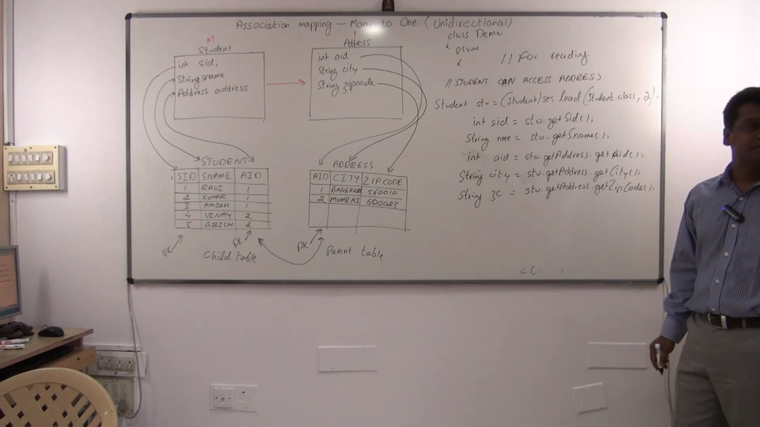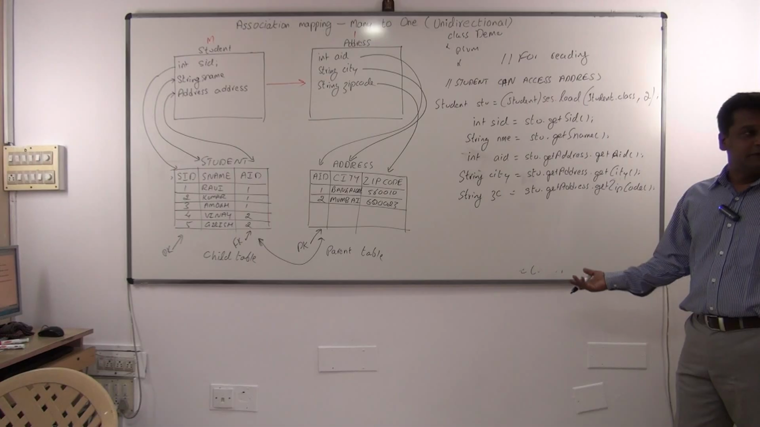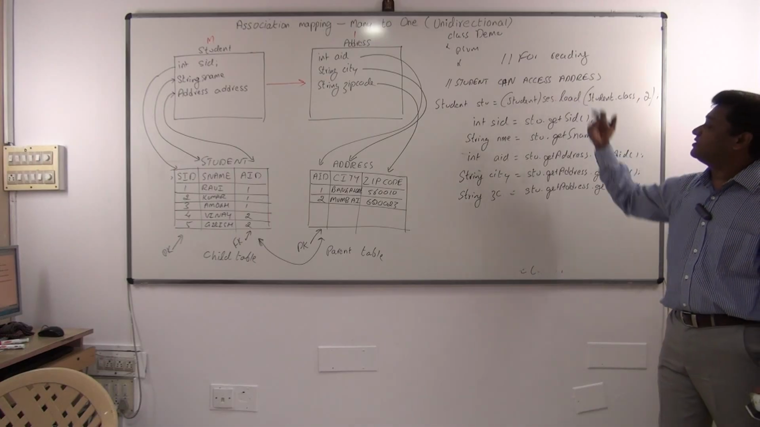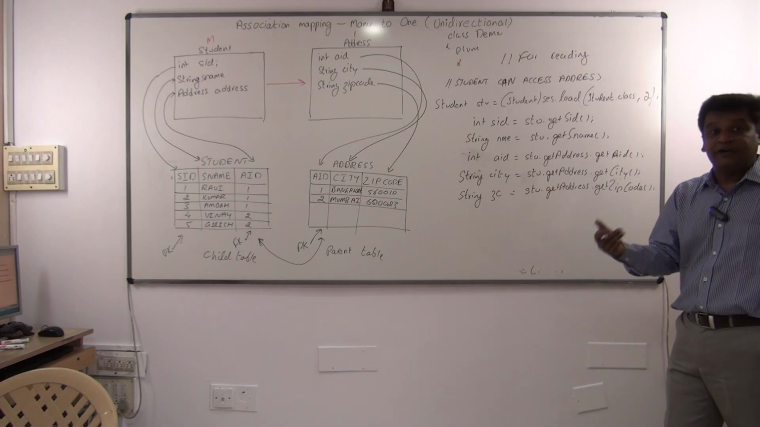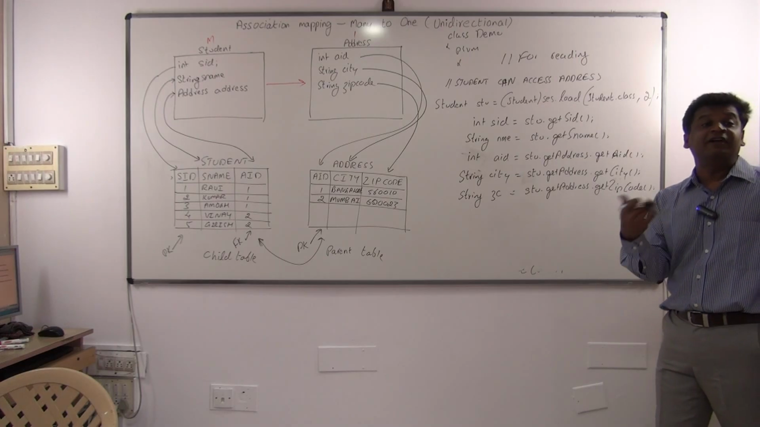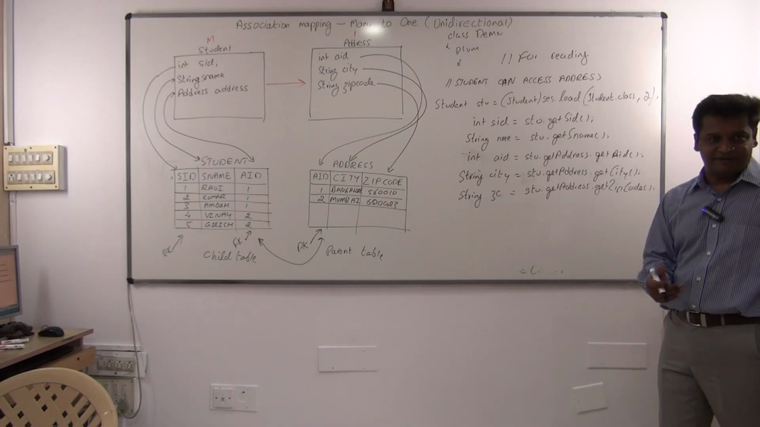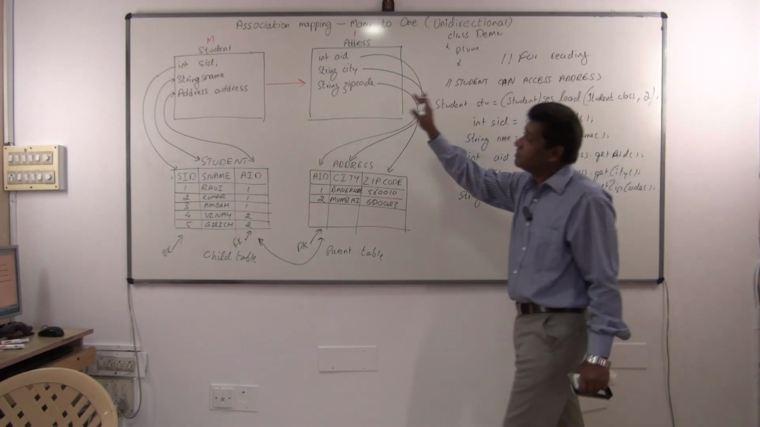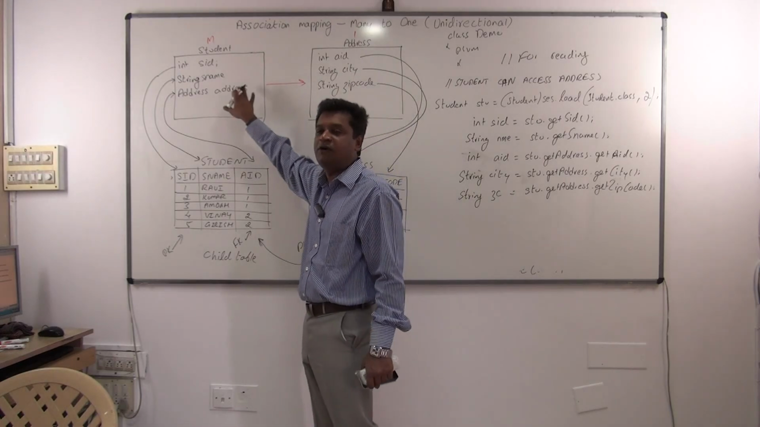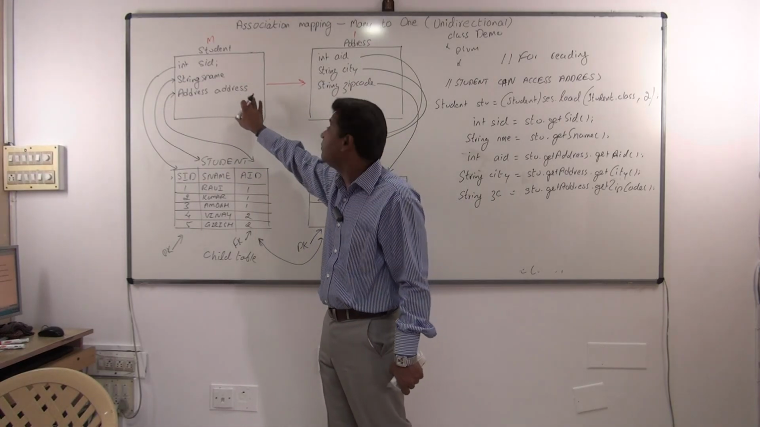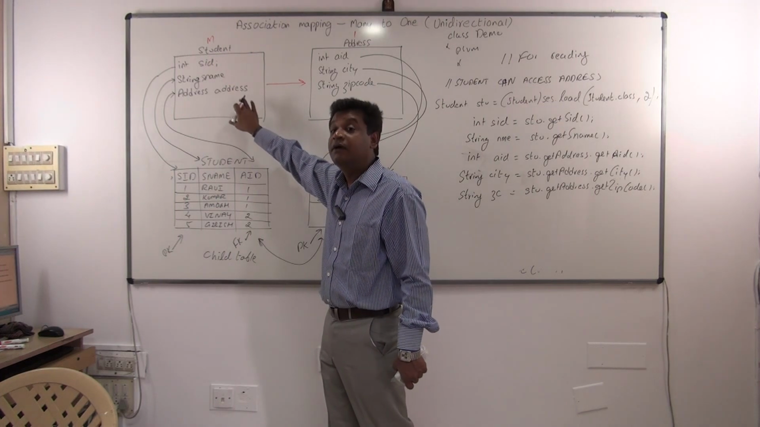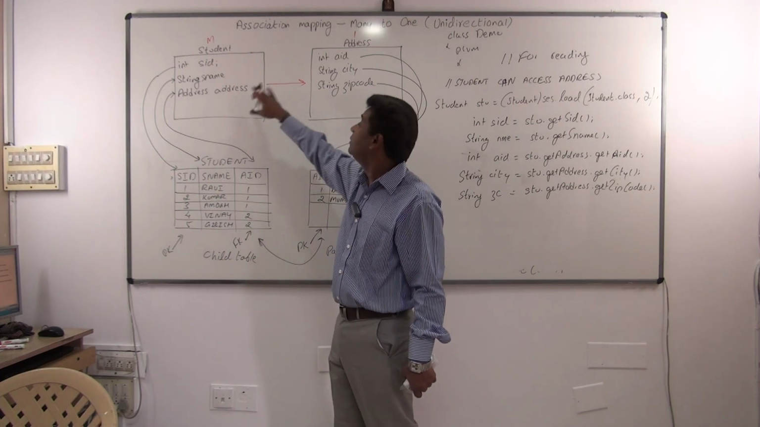So simple. So you mean student can access what? Address. But are you clear with what this is now? Using the student I can get the address. But if I load the address, I can never get what? Student. Because address has no information about the student, but student has complete information about the address.